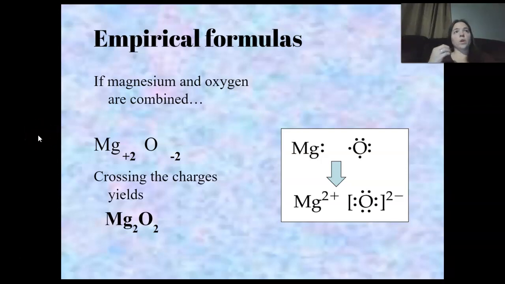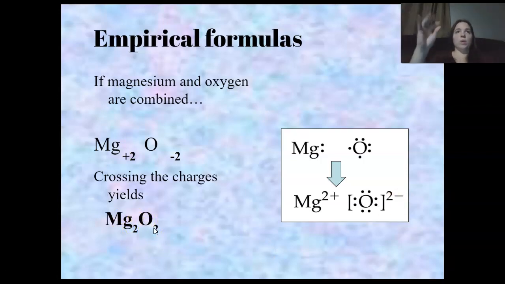Okay, so we went over looking at how to name some stuff. Now we're going to look at empirical formulas. This is just simply what would the formula look like? Say that you had, in this case, a +2 and a -2. Now we already know about the crossing it over, right? So O is -2, magnesium's +2. So if they were up top, positives and negatives, and you crisscross, it would look like Mg2O2.